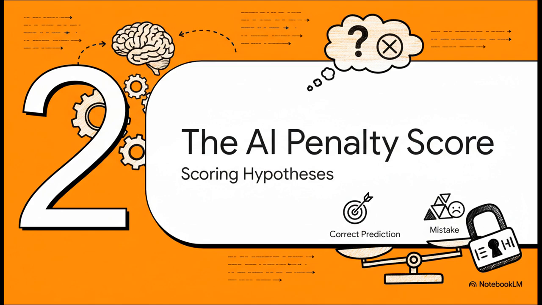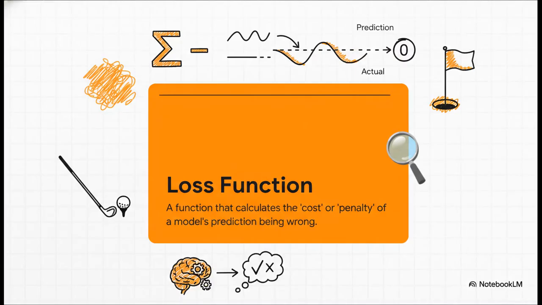Okay, so the machine comes up with a hypothesis, a rule. But how do we know if it's any good? I mean, is it a great rule or a terrible one? Well, we need a way to score it. And that brings us to this really critical idea, the penalty score. Right. In the world of machine learning, this is officially called a loss function. And all it really is is a math formula that calculates the cost or the penalty for a prediction being wrong. It just measures the gap between what the model guessed and what the right answer actually was.